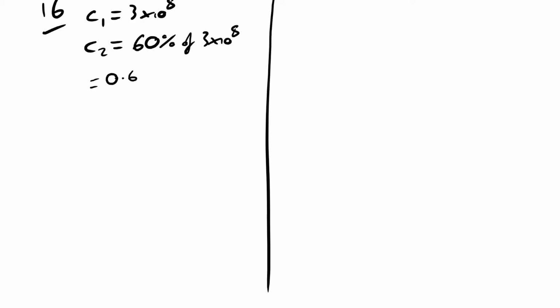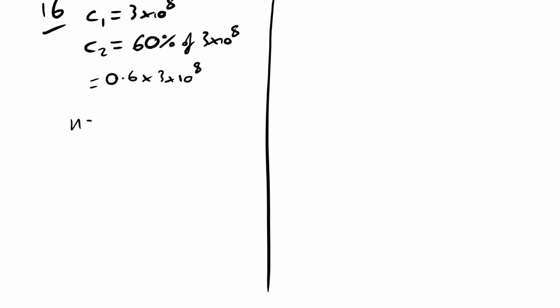Speed of light decreases by 40%. What is the refractive index of the medium? Okay, so speed of light to begin with is 3 times 10 to the 8, and then speed of light afterwards is 40% less. So it's just going to be 60%. So it's going to be 60% of 3 times 10 to the 8, or in other words, 0.6 times 3 times 10 to the 8.